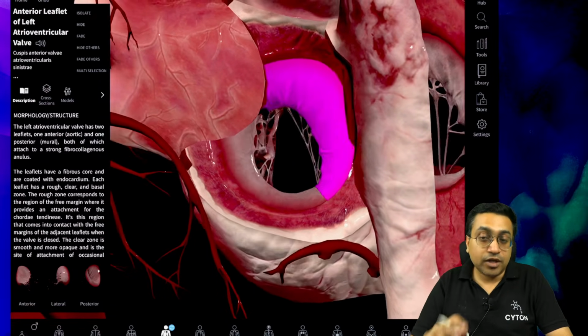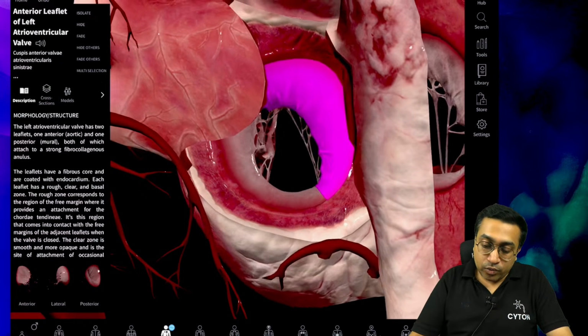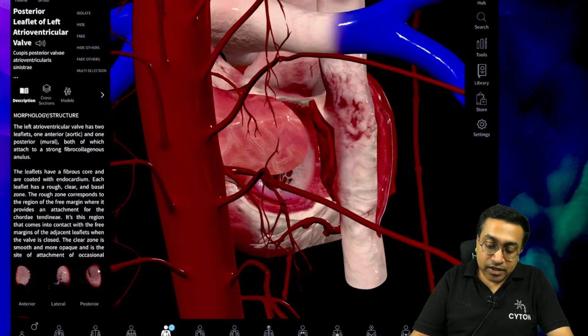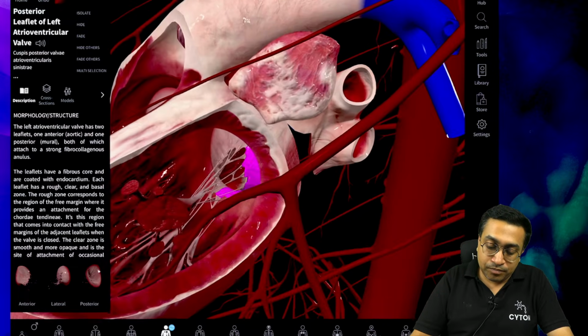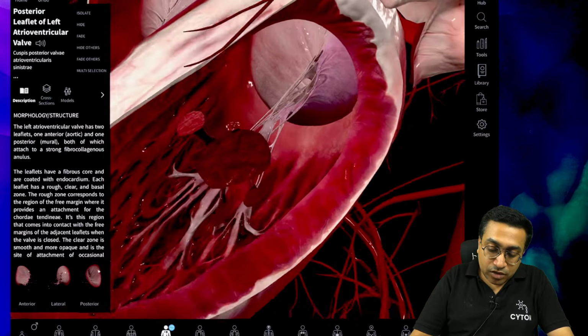Then we can see two cusps, that is a bicuspid valve on the left side. Okay, one cusp and two cusp. Then the blood will enter into the left ventricle. Okay, left ventricle. Similarly, there are two cusps.